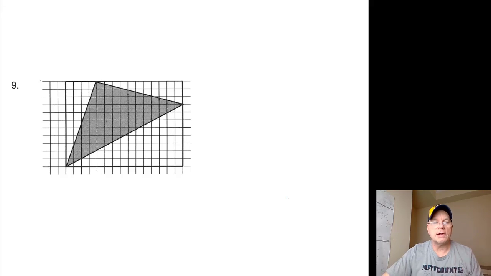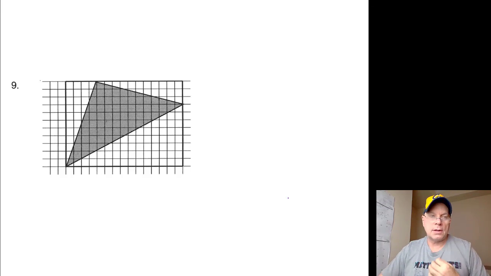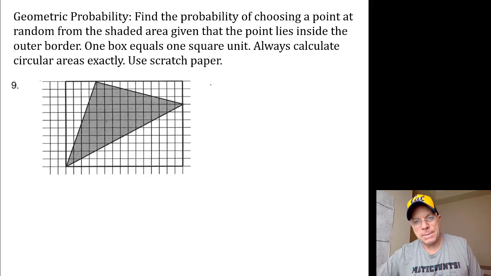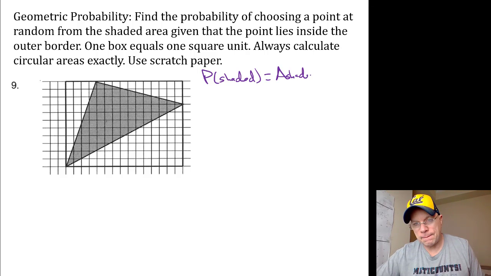Number 7 we did as the do now. Number 9 is quite tricky, although we've looked at something like this before. The probability shaded is equal to the shaded area compared to the total area.